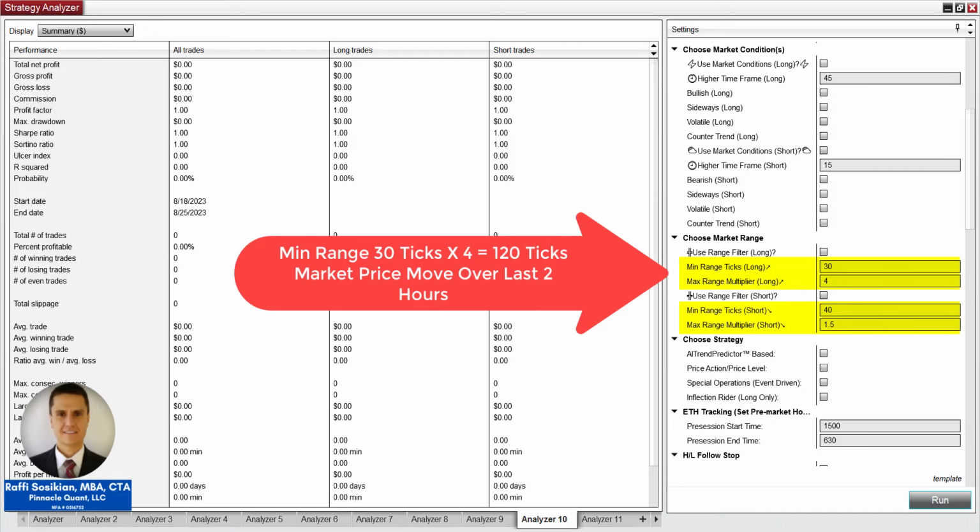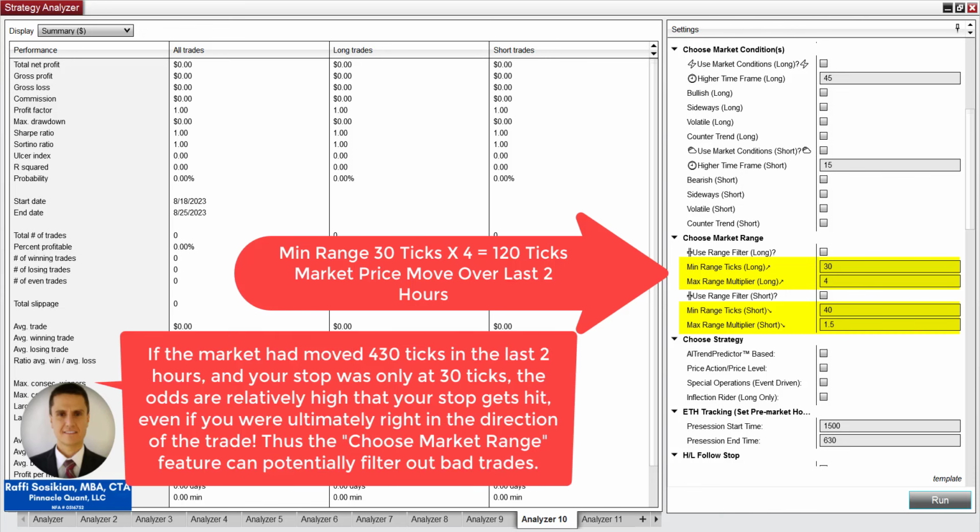How is this helpful, you ask? Well, imagine if you had a stop of 30 ticks, but the market range you were about to enter had already moved 430 ticks in the last 2 hours. Let's assume NQ was red hot that day. What are the odds that your 30 tick stop gets taken out relatively quickly? Pretty high, right? You can eliminate entering trades in markets that are outside the reasonable bounds of your stop price, thus potentially reducing the number of bad trades.